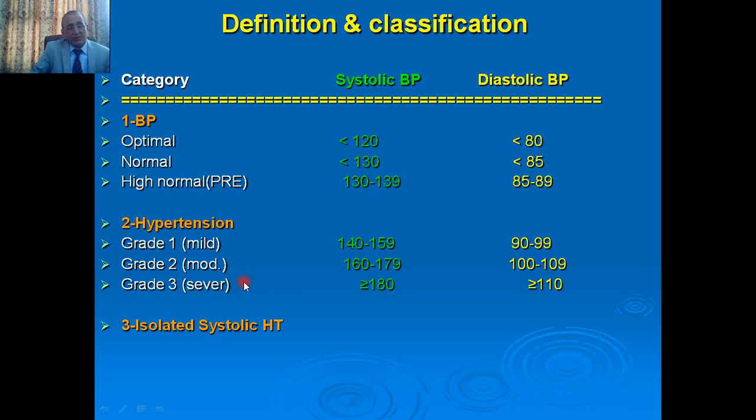There is another entity of hypertension, especially in the elderly, called isolated systolic hypertension. Elderly people do not have a rise in diastolic blood pressure because of loss of elasticity and recoil of the artery. The diastole is less than 90, but the systole is rising. This is called isolated systolic hypertension. Grade 1 is 140 to 159, and grade 2 more than 180. So in summary, you have a normal or optimal blood pressure. You have hypertension of three grades, 1, 2, 3, or mild, moderate, and severe, and you have isolated systolic hypertension.